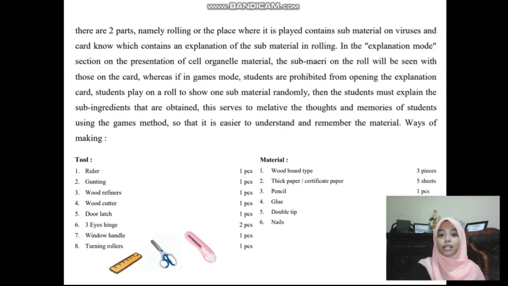And for the ways of making, the tools are a ruler, wood reference, wood cutter, door latch, three hinges, window handle, and turning rulers. The materials are wood board, thick paper and or certificate paper, pencil, glue, double tip, and nails.